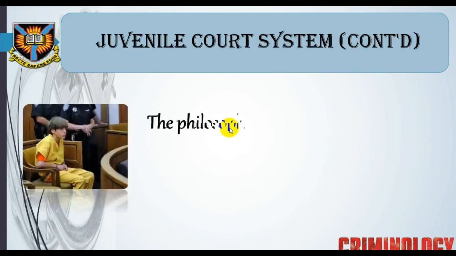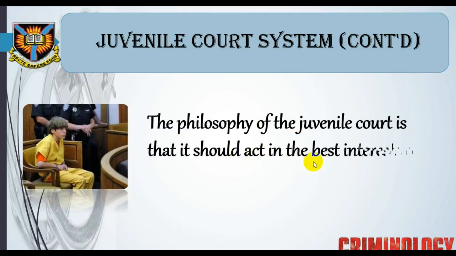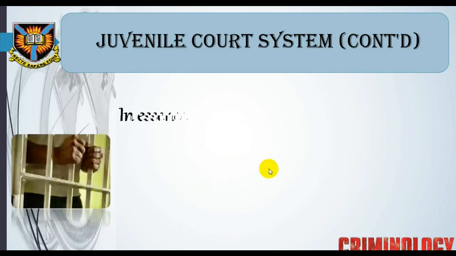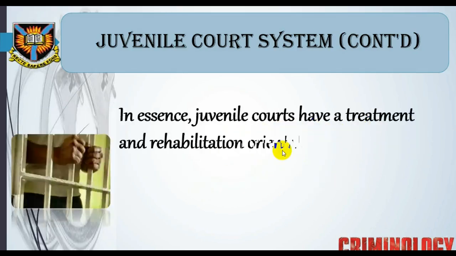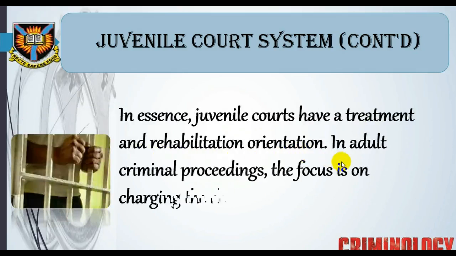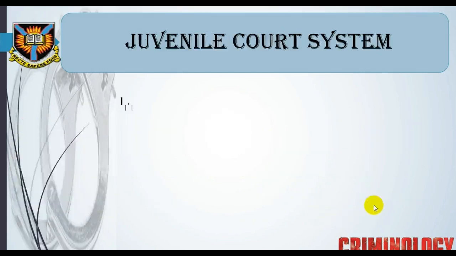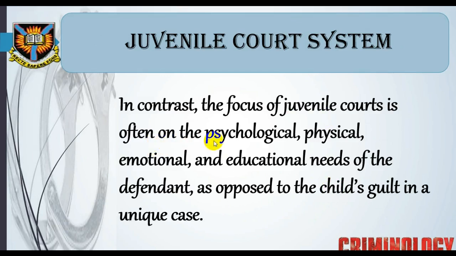The philosophy of the juvenile court is that it should act in the best interest of the child as parents should act. In essence, juvenile courts have a treatment and rehabilitation orientation. In adult criminal proceedings, the focus is on charging the defendant with a specific crime. In contrast, the focus of juvenile courts is often on the psychological, physical, emotional, and educational needs of the defendant, as opposed to the child's guilt in a unique case.